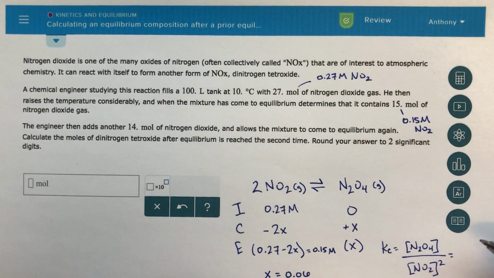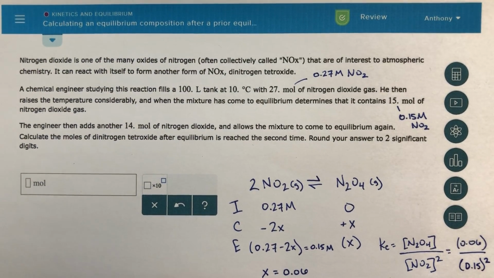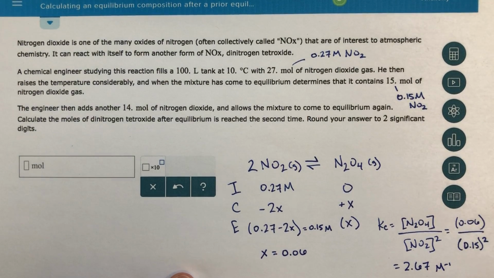So then I can just go ahead and plug in 0.06. That's my concentration of N2O4 because that's my x value. And then 0.15 squared, of course we can't forget that. Then we can calculate a value for our Kc of 2.67. So this is 2.6666 repeating. We could put in units there if we wanted to, molarity to the -1, not really that important. But this is our Kc value, so this is the first part of this reaction.